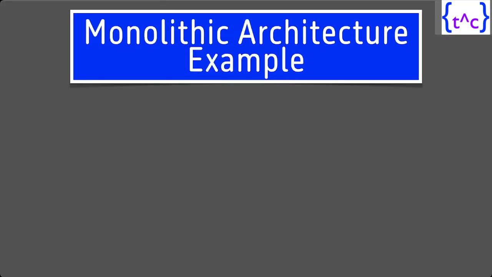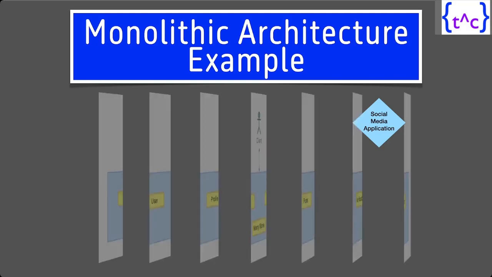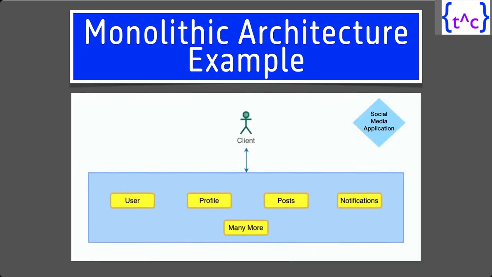Now let us understand more about monolithic architecture with the help of an example. So let's take a social media example. I've taken this example because everyone understands social media very well. Alright. So here you can see in this blue box, there is a user, there is a profile, there are posts, there are notifications, and many more. That's how any social media application will look, right?